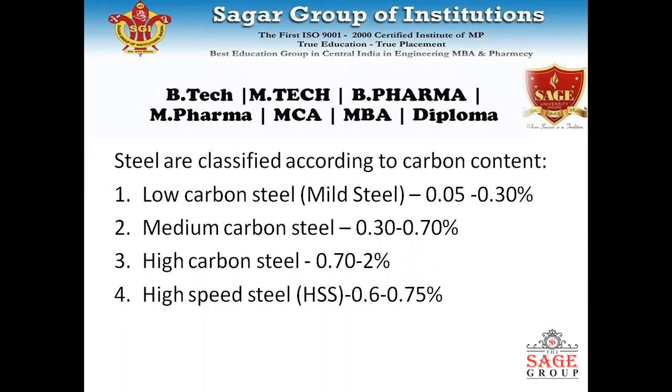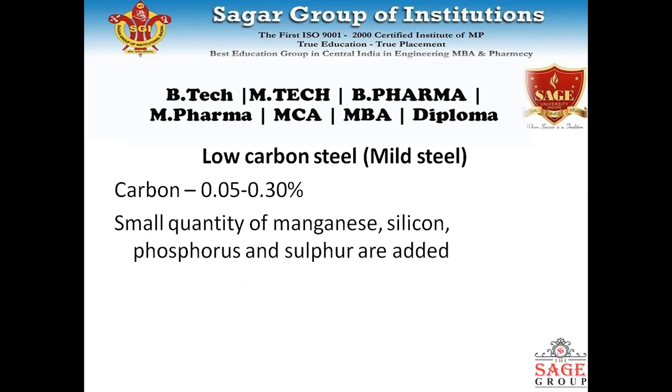There is a classification of steel according to the carbon content. Low carbon steel is known as mild steel. It has a carbon percentage of 0.05 to 0.30%. Medium carbon steel has a carbon percentage of 0.30 to 0.70%. High carbon steel has a carbon percentage of 0.70 to 2%. High speed steel has a carbon percentage of 0.6 to 0.75%. First, we discuss mild steel, or low carbon steel.